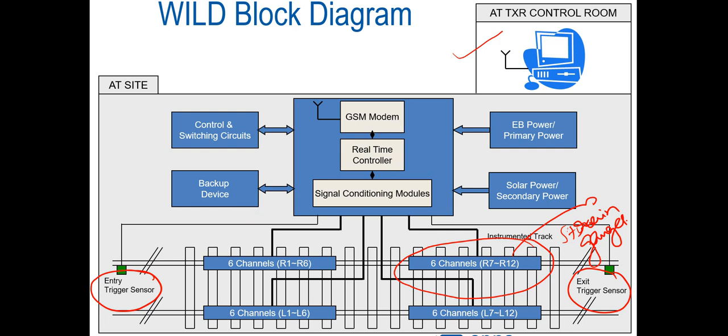This is the electricity board power or the primary power. This is the solar power or secondary power, which I was talking about. It doesn't consume much power, so it can be run on solar power also. And then of course, to operate all this, you need certain control systems. So that is the control and switching part. So this is a block diagram view of how a wheel impact load detector looks.